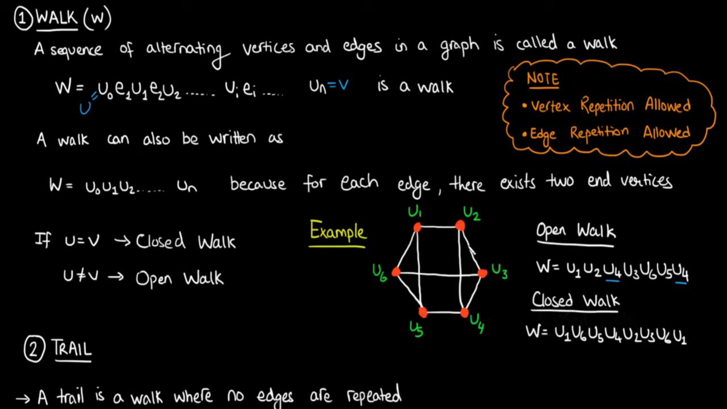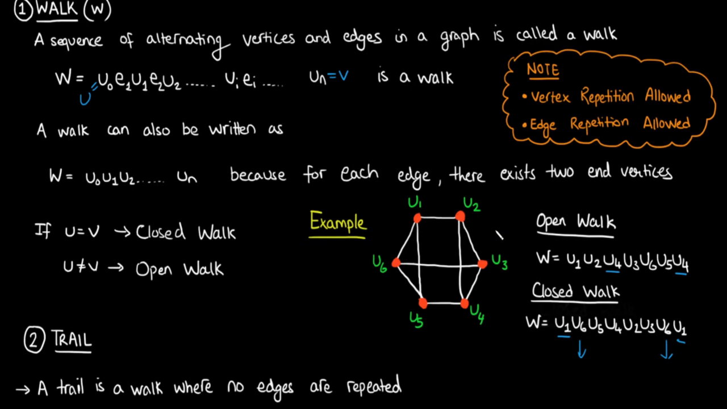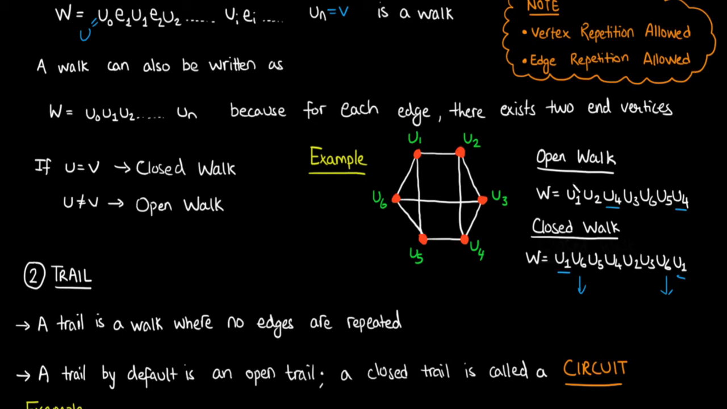An example for a closed walk could be U1 to U6 to U5 to U4 to U2 to U3 to U6 and back to U1. So that's my walk. You see that my starting and ending vertex is the same, and I've also repeated my vertices. You see that U6 has been repeated. So that's an example of a closed walk. These are not the only examples for open and closed walks. You can have many examples. I just illustrated a random one for example purposes.